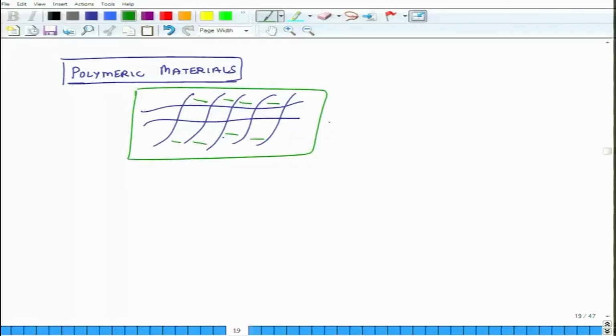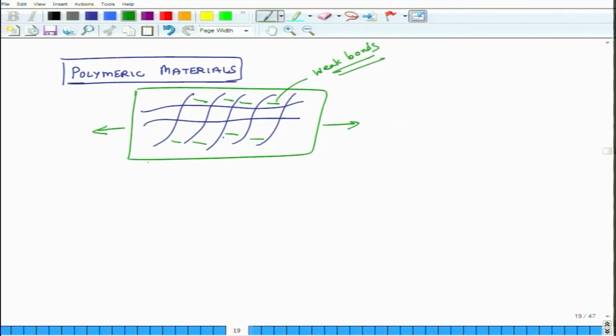So, if I pull it, the bonds between chains, it is not difficult to break them, because these are weak bonds. So, it is very easy to break them.